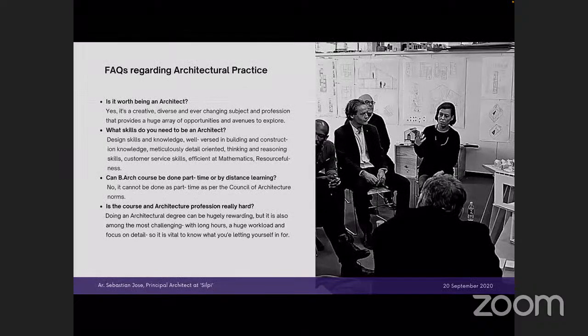Some of the questions usually asked about architecture practice: people ask whether it's worth being an architect. Yes, it's a creative, very diverse and ever-changing subject and profession, and provides a huge array of opportunities.